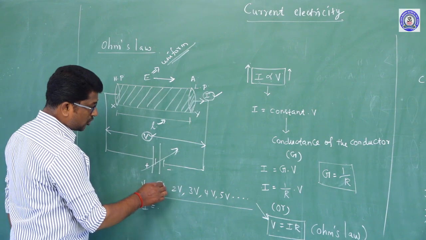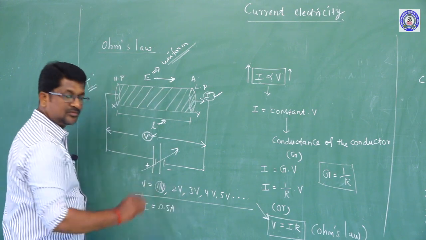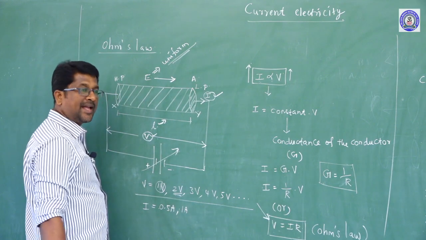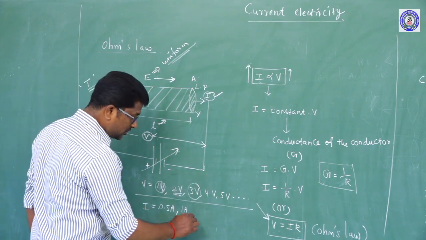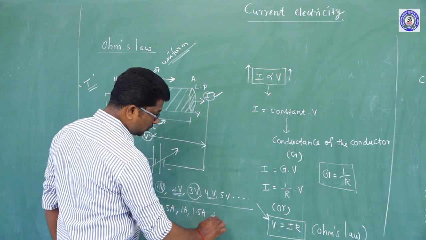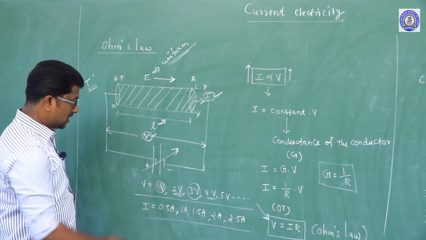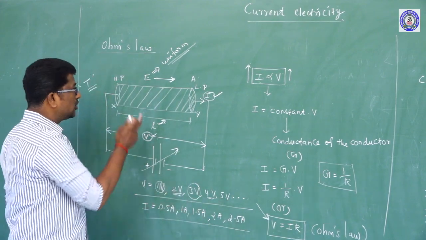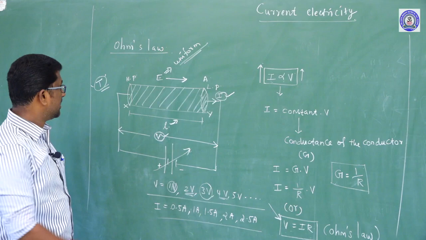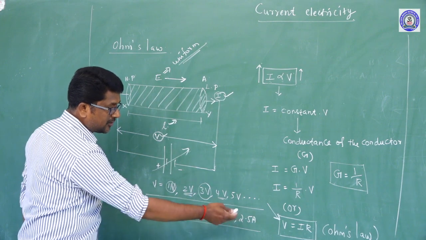Suppose for 1 volt potential difference, the magnitude of steady current flowing through the metallic wire is, for example, 0.5 ampere. If the potential difference is 2 volt, the current becomes 1 ampere. If the potential difference is 3 volt, the magnitude of current becomes 1.5 ampere. Similarly, for 4 volt, 2 ampere, for 5 volt, 2.5 ampere. So, this condition is only applicable, as I already told, if the temperature of the metallic conductor remains constant. If the temperature is constant and the potential difference increases, automatically the magnitude of current flowing through the metallic wire also increases.